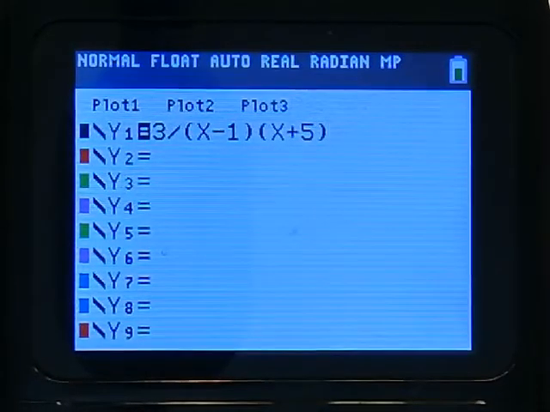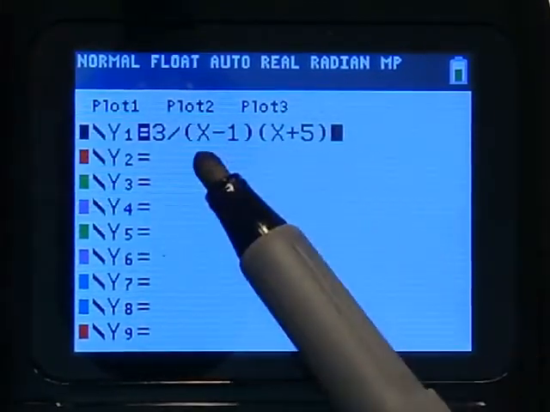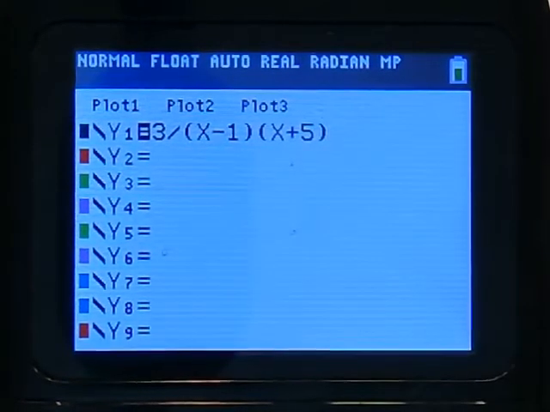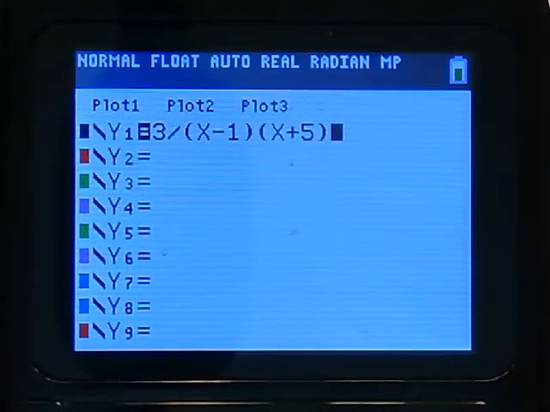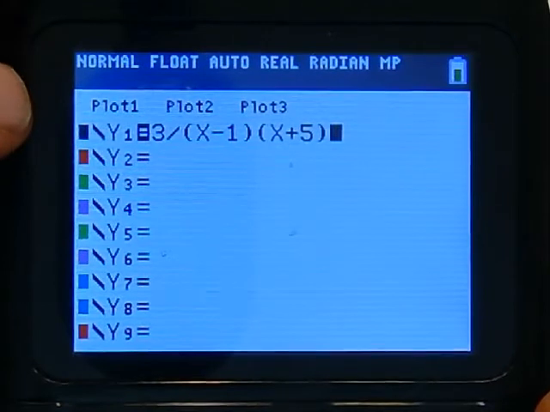All right, I've entered it into the calculator here the way it's shown on my paper, but can you tell that this is incorrect? Something wrong here. What is it? Well, according to the order of operations, I'm dividing by x minus 1. I'm not dividing by x plus 5. I'm multiplying times x plus 5. So I need to tell my calculator that I'm dividing by the entire denominator. So if I forget that, I can go in here and add that in.